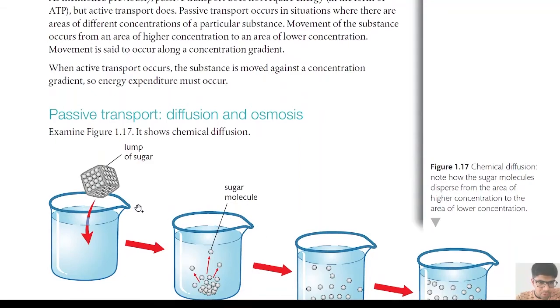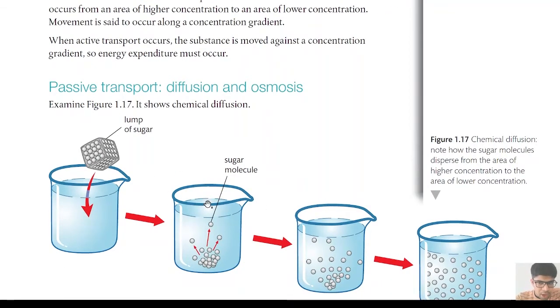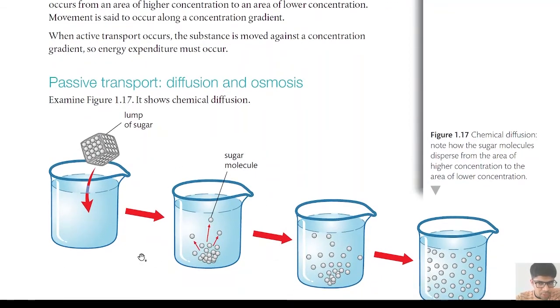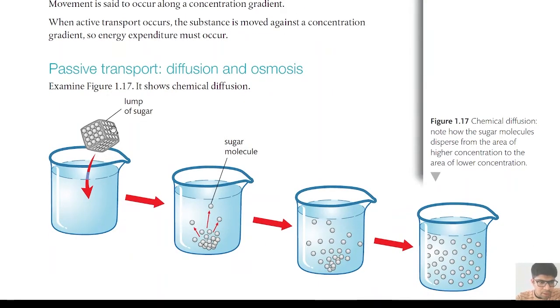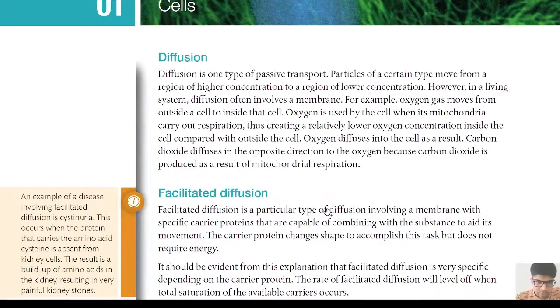And the figure here shows chemical diffusion. Note how sugar molecules disperse from the area of higher concentration to the area of lower concentration. This is a lump of sugar. When we drop it in this beaker filled with water, these sugar molecules expand away, they are separated and they mix up here. So this is how diffusion takes place.